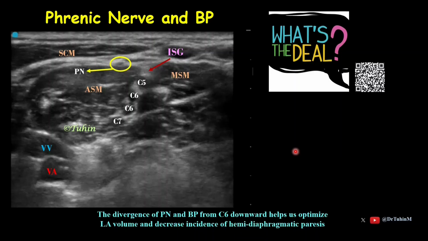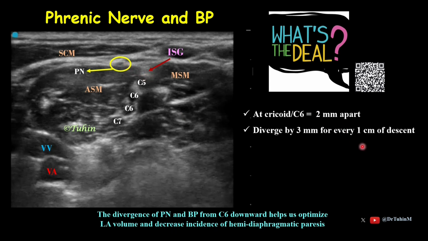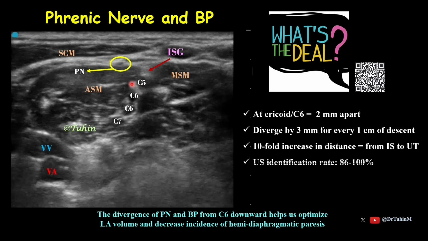Now, what is the anatomical relationship between the phrenic nerve and the brachial plexus? At the level of cricoid cartilage or C6, the phrenic nerve lies approximately 2 mm from the C5 ventral ramus. This distance increases caudally by about 3 mm for every 1 centimeter of descent. So, at 1 centimeter below the cricoid cartilage, the phrenic nerve and BP are roughly 5 mm apart. And this gap increases nearly tenfold when you reach the upper trunk area. On ultrasound, the phrenic nerve appears as a small, round, hypoechoic structure on the anterior surface of the anterior scalene muscle.